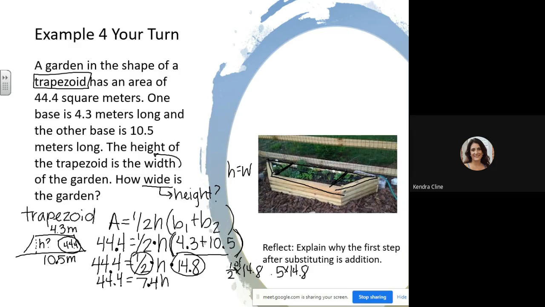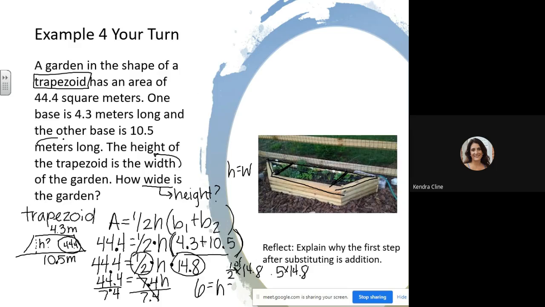Again, my goal is to get h by itself. What's attached to h? They're multiplying by 7.4. I'm going to divide by 7.4. What I do to one side, I must do to the other. I'm going to run out of room here. Had to put my decimal up there. So in my calculator, I'm going to have to put my answer over here. 44.4 divided by 7.4, and that's going to give me 6. So I know the height is 6.